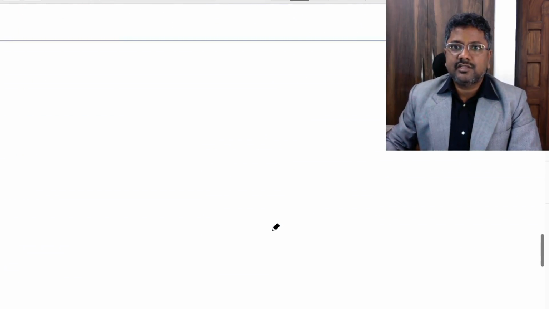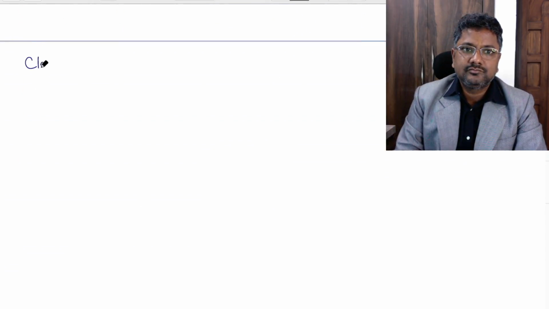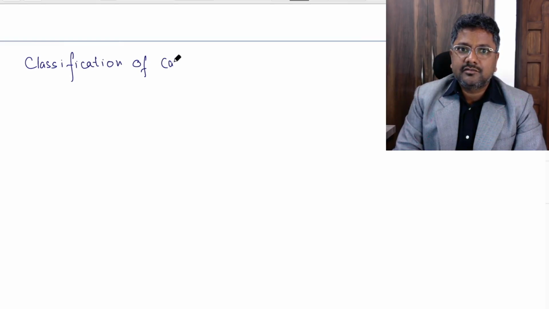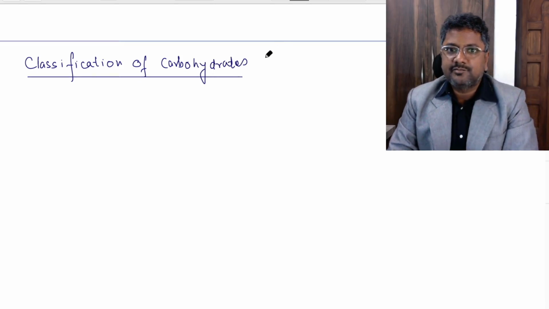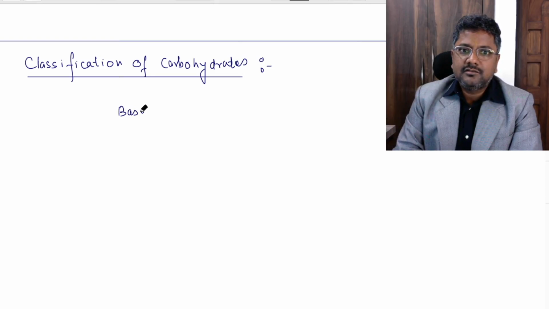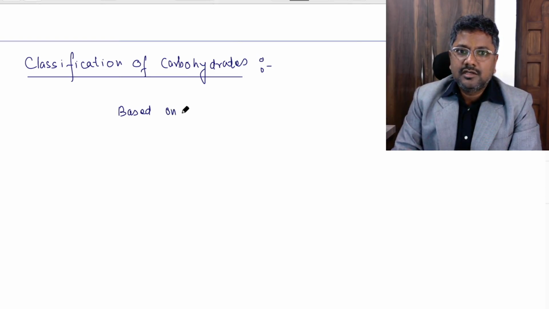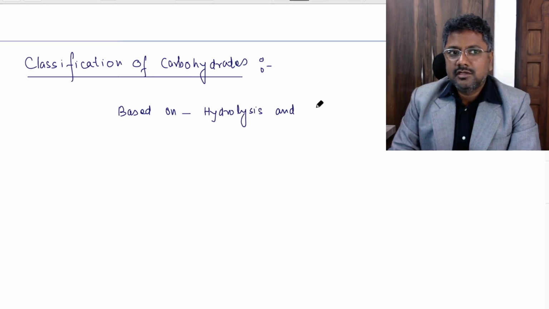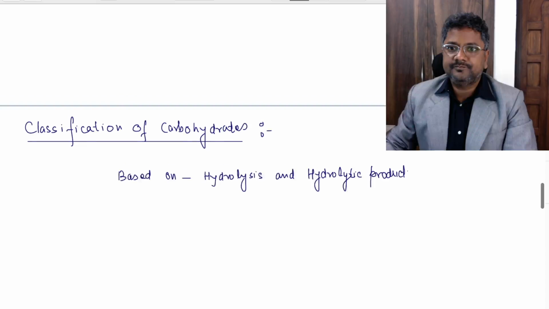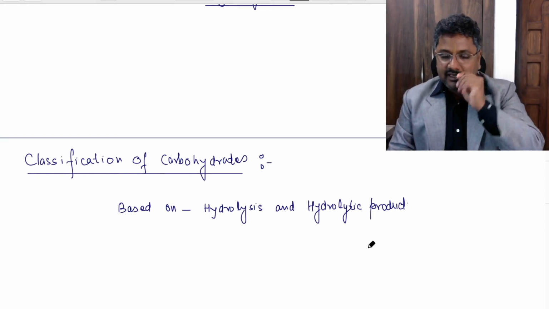Now see the classification of carbohydrates. This classification is based on hydrolysis and hydrolytic product, right? So this classification is based basically on hydrolysis and hydrolytic product.